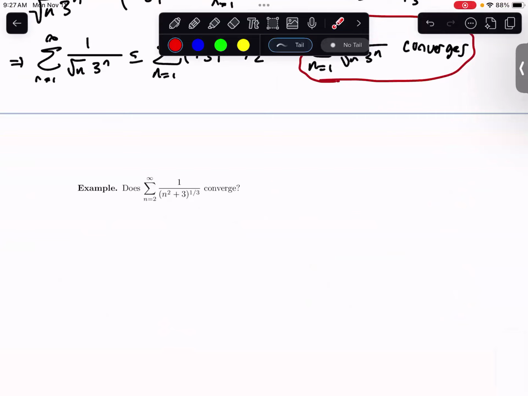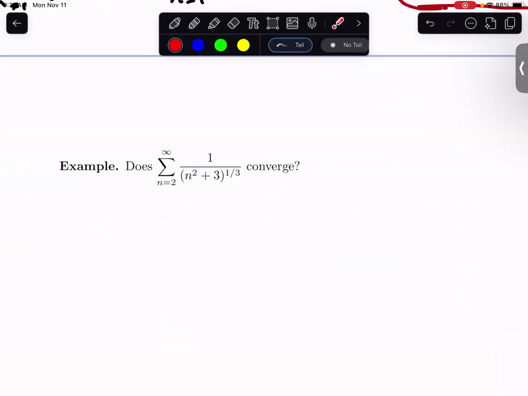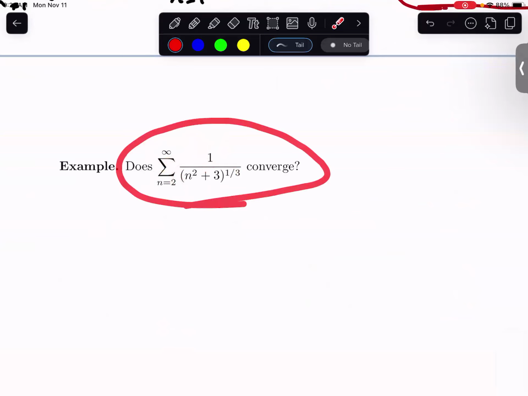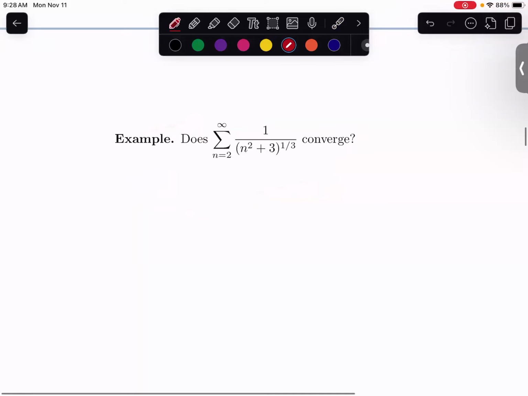Okay, this next one's a little bit trickier. For this one, it wants you to determine whether or not the series from n equals 2 to infinity of 1 over (n squared plus 3) to the 1/3 power converges. Later on, we'll come up with better ways of determining whether or not this series converges. This is the hard way of doing things. We'll come up with easier ways later on, I think in section 10.4 or 10.5. And so we're going to use the comparison test for this one again.